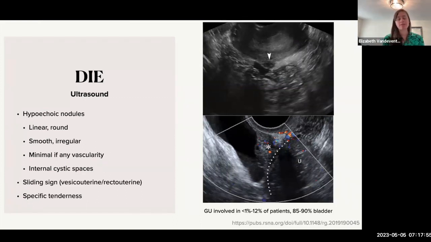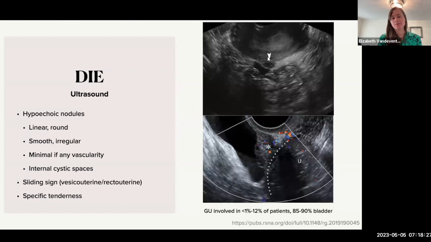So what's really important is that a very skilled technician can evaluate, almost simulating the physical exam, where they'll do something called the sliding sign. They'll put pressure when they're evaluating both the bladder and the uterus to see if the bladder and uterus slide separately or if there are any adhesions. Then they can do the same thing for the uterus and the rectum. Again, if they're not sliding separately, it can indicate that there's some sort of deep infiltrating endometriosis there, even if you can't necessarily see an implant.